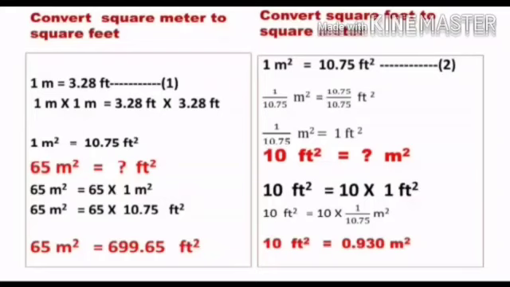Let us see how to convert square feet to square meter. Now we know that 1 meter square is equal to 10.75 square feet.